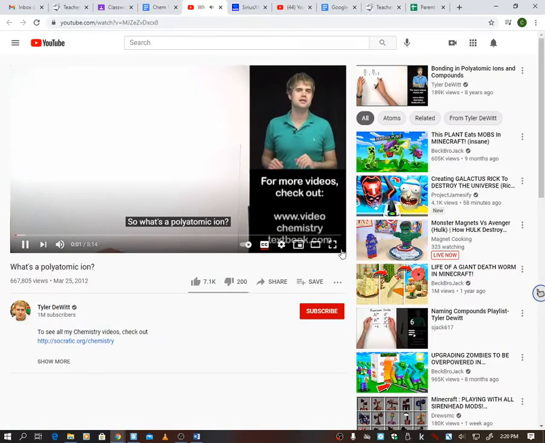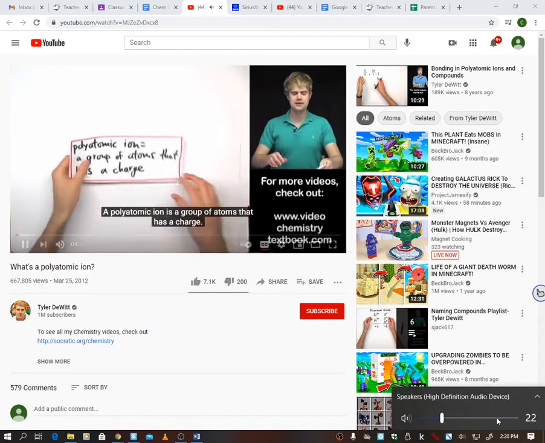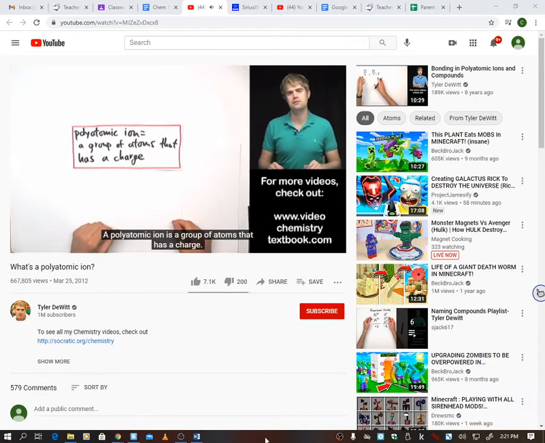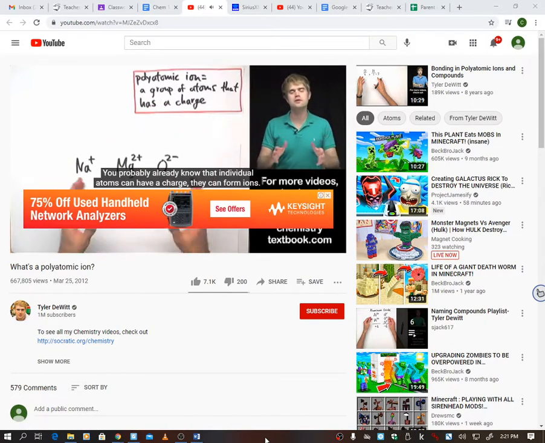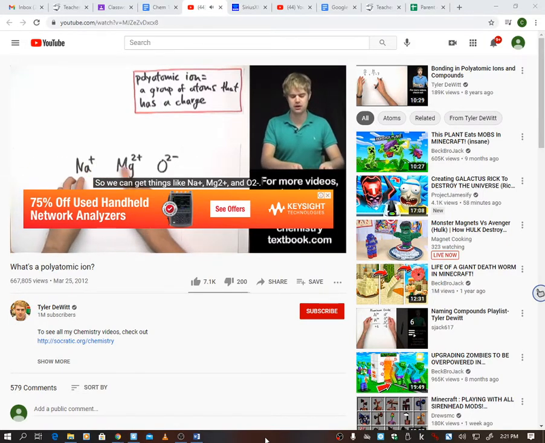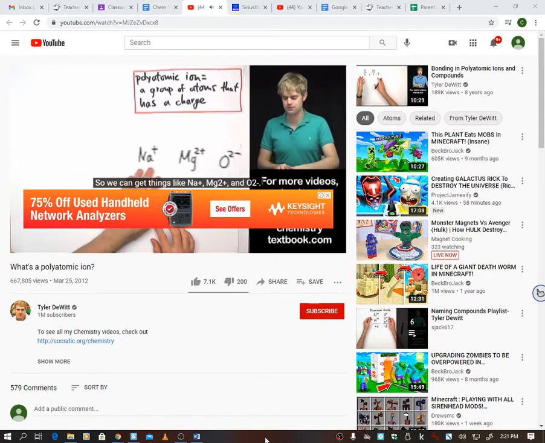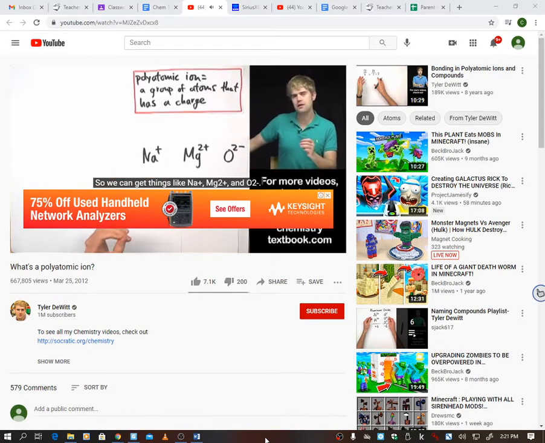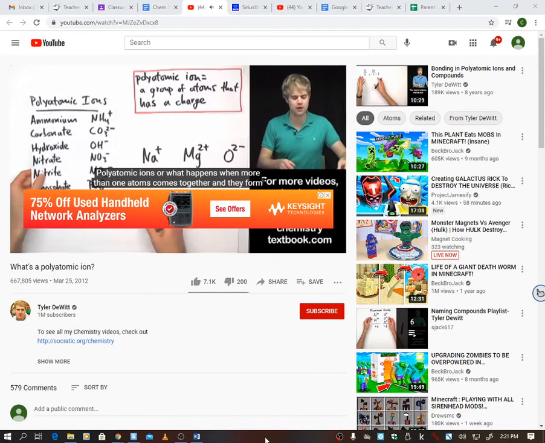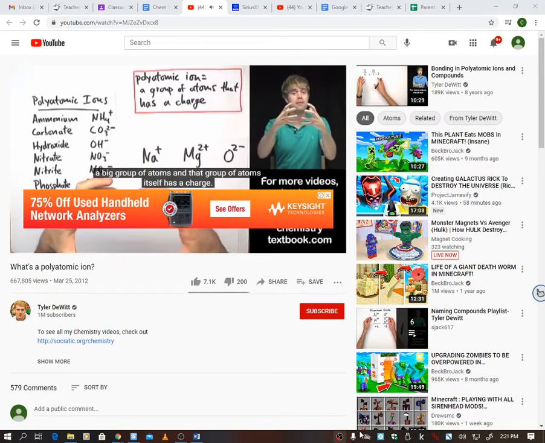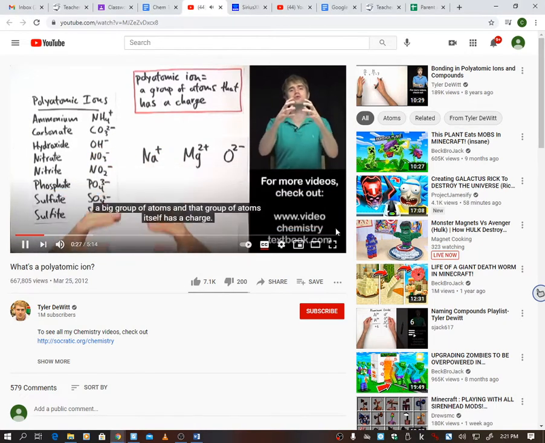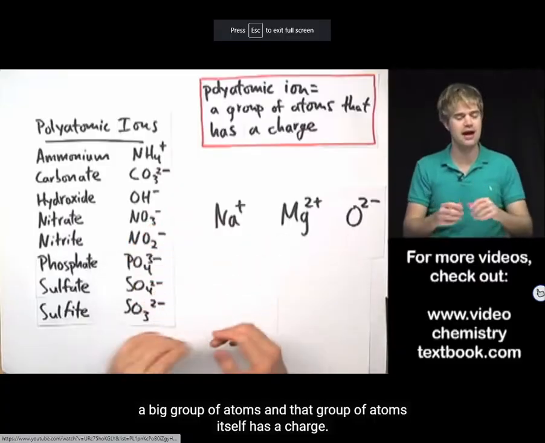So what's a polyatomic ion? Well, a polyatomic ion is a group of atoms that has a charge. Here's what I mean. You probably already know that individual atoms can have a charge. They can form ions. So we can get things like Na+, Mg2+, and O2-. Polyatomic ions are what happens when more than one atom comes together and they form a big group of atoms, and then that group of atoms itself has a charge.